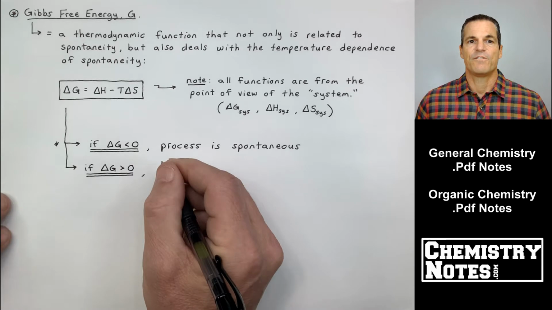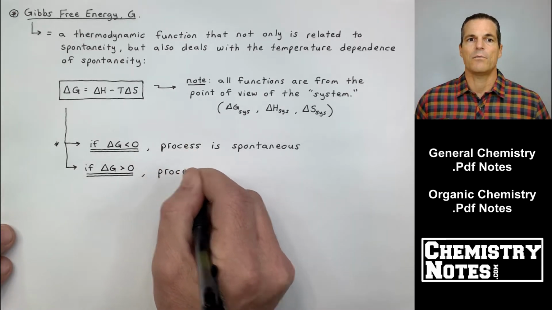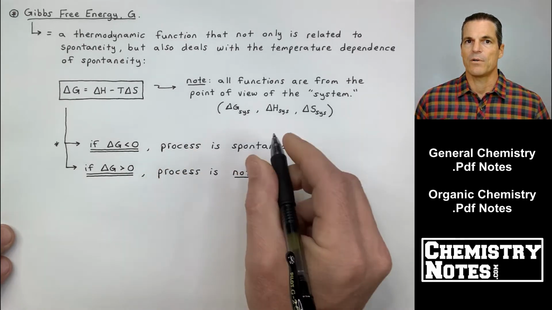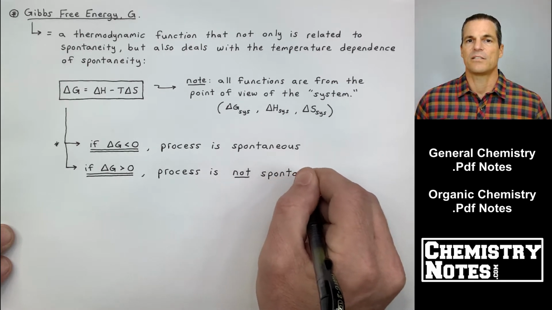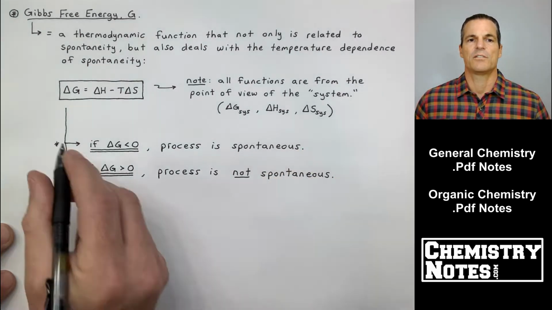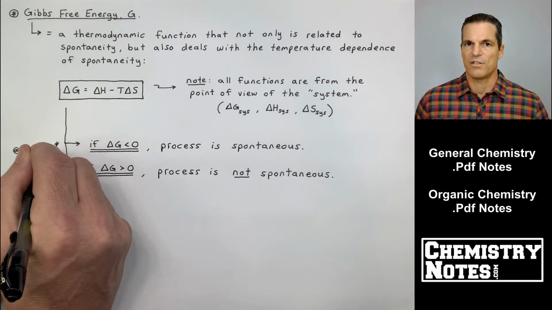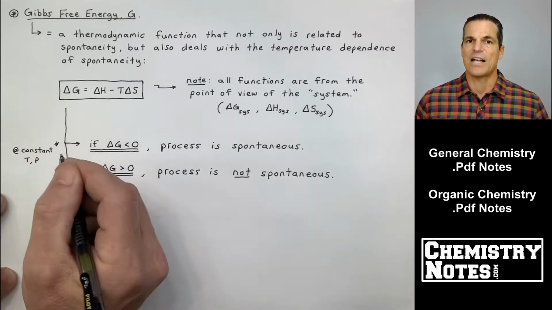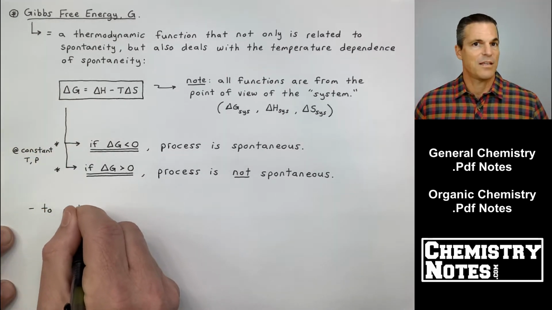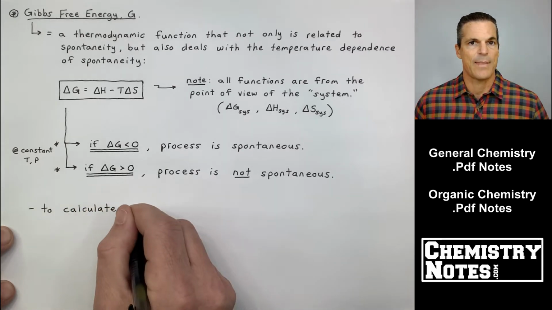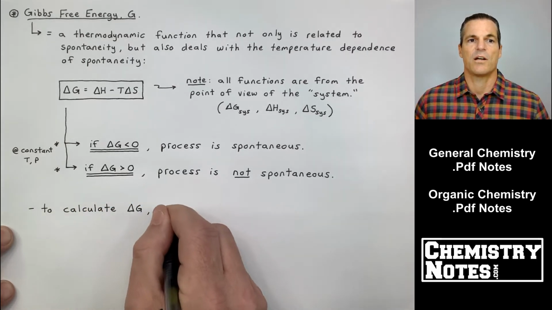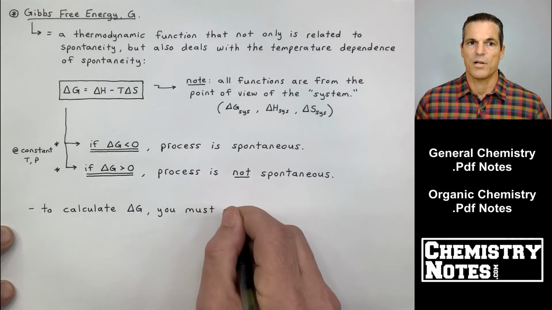And if delta G is less than 0, in other words, if delta G is a negative value, then our process is spontaneous. If delta G is positive, if it's greater than 0, then the process is not spontaneous, but instead, if there's a reverse process, that is spontaneous. And of course, these are held at constant temperature, constant pressure.